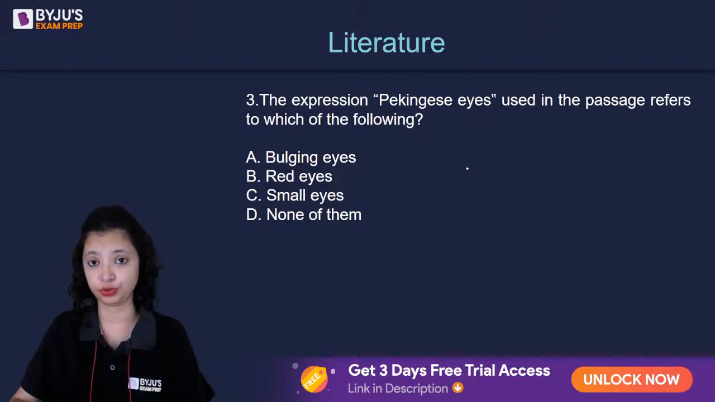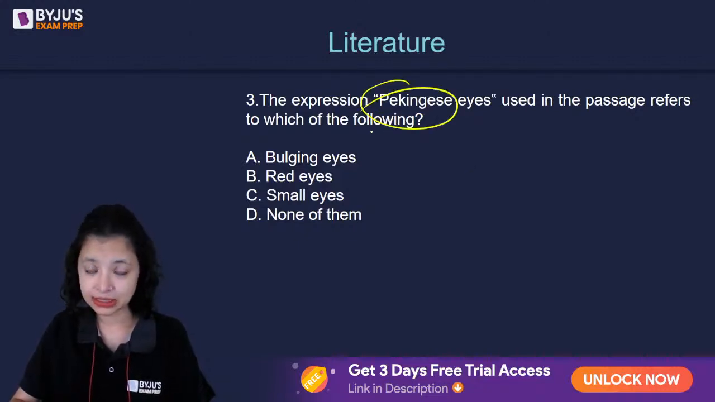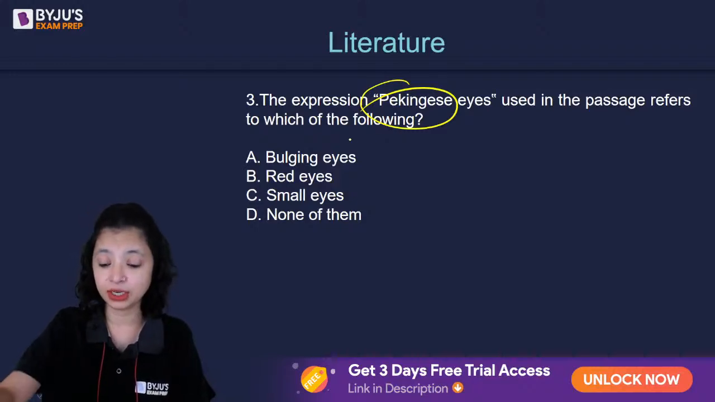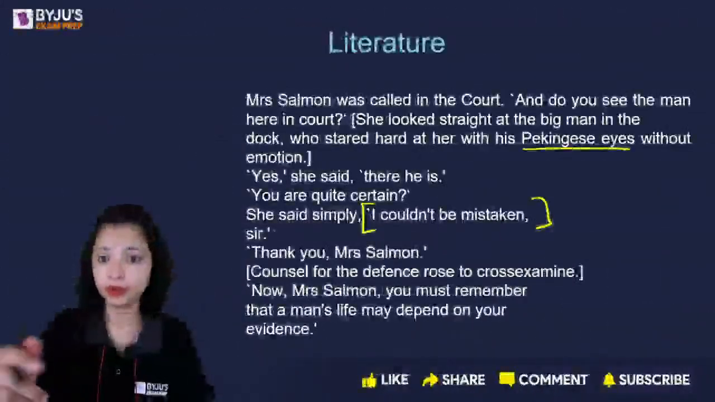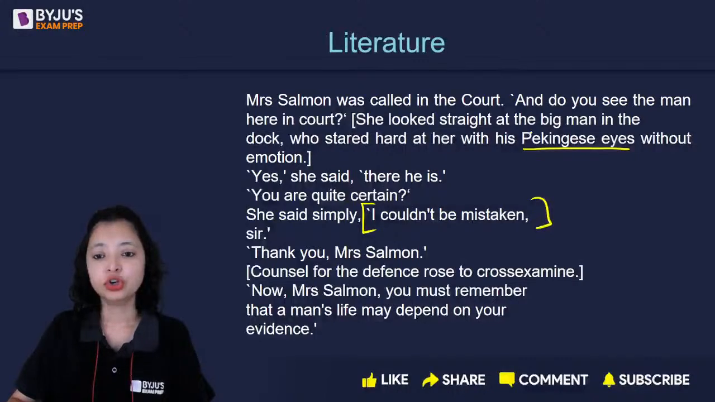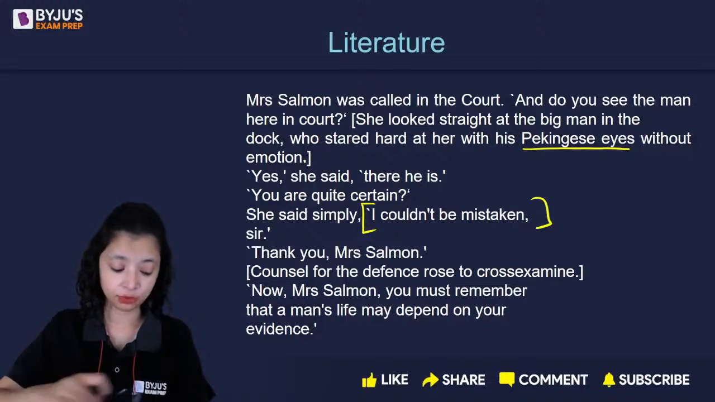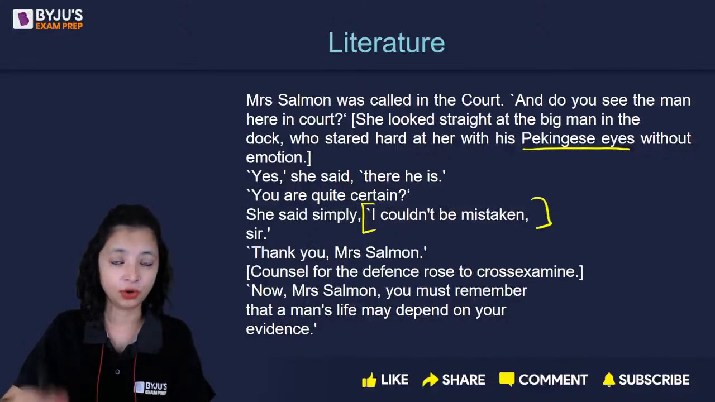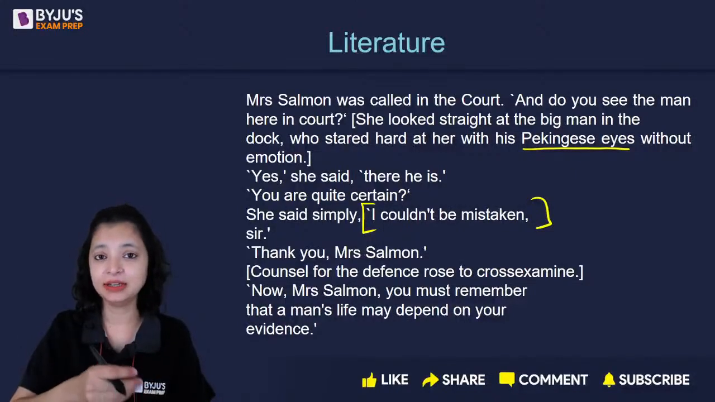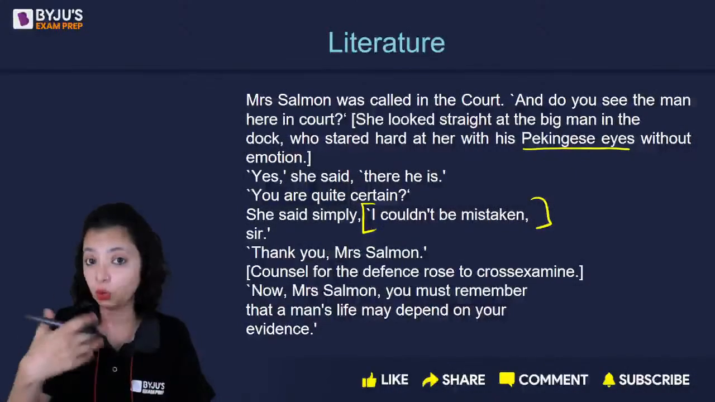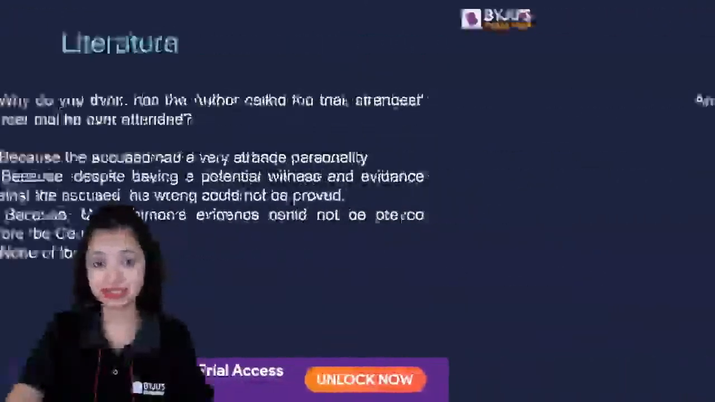Now that's a tricky question, okay? Because if you know what is Pekingese, you would guess the meaning here. Yet if you do not know, we can go back and check out the line. I had highlighted the line for you. Here it is, this one. So she looked straight at the big man in the dock who stared hard at her with his Pekingese eyes without emotion. So staring hard at somebody without any emotion. Okay, imagine the kind of eyes it would look like. Yet, I would give you the meaning of the word. This is a breed of a dog. And when I have this phrase, it basically refers to his eyes looking like that dog's eyes. Now, what kind of eyes does the dog have? Let's come to the options and see the answer if we can find that.